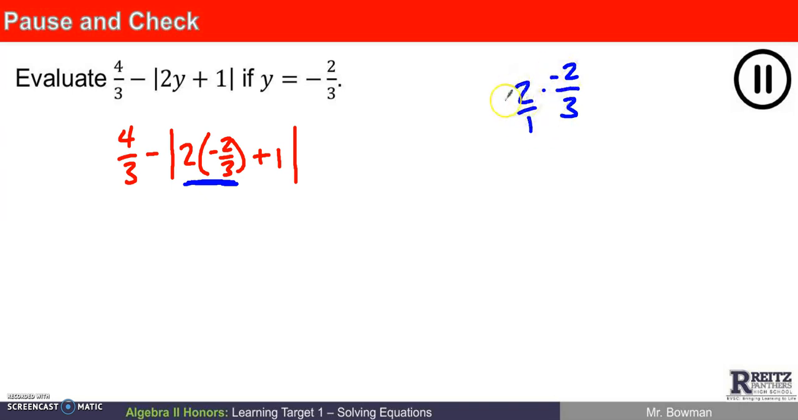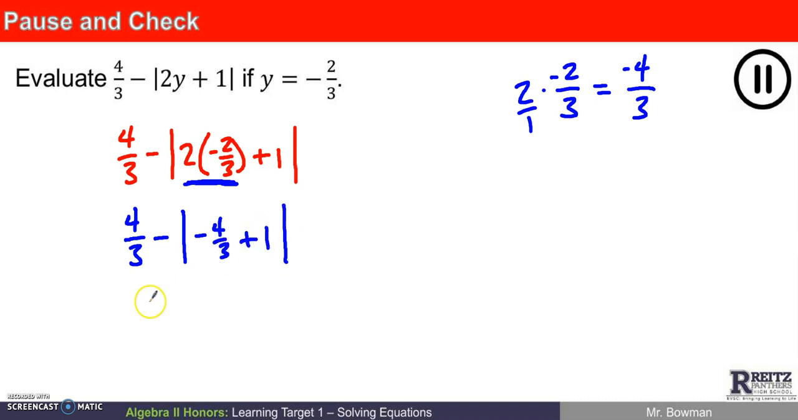And the thing to remember is that to multiply two fractions, you simply multiply the numerators and multiply the denominators. So 2 times negative 2 would make a negative 4, and 1 times 3 would be 3. This is going to make a negative 4/3. So I have 4/3 minus the absolute value of negative 4/3 plus 1.